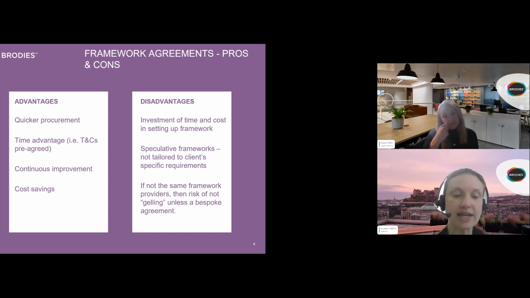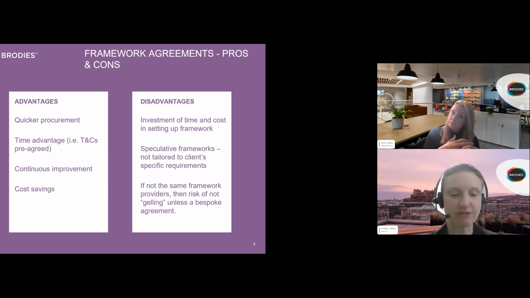Now, there was an SPPN issued in 2017 by the Scottish Government that warned about the risk of using speculative frameworks. We don't have time to consider that in detail this morning, but just a note of warning that even if you're procuring from a framework, then if you're a public sector organisation, you do need to satisfy yourselves that that framework itself has been procured in accordance with procurement regulations.